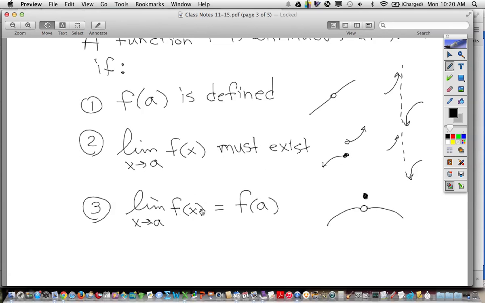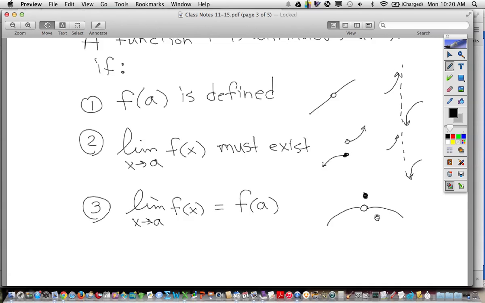And then the limit has to equal the output. Here would be a situation that would fail that. The limit exists because the cars would meet here, and the function is defined because there is an output there. But unfortunately, those two aren't the same. So this is not continuous either. Anything that's weird is not continuous. If you never lift your pencil, and the graph is nice and smooth, then the function is continuous. Otherwise, it's going to be a pretty strange situation.